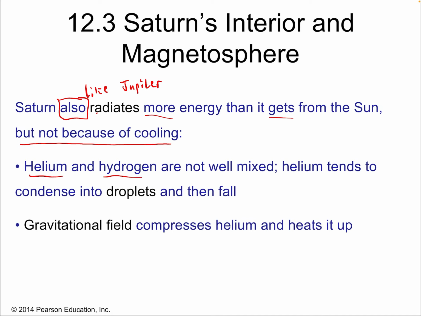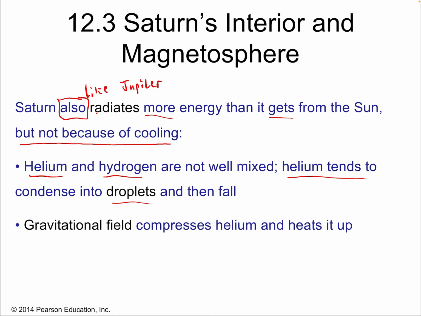Helium and hydrogen are not well mixed in Saturn, and that's probably due to the fact that it's less massive, so gravity hasn't had that chance to mix them as much. That means that the helium tends to, since it's able to be in clusters of pure helium, condense into droplets. There's a greater likelihood of condensation of helium. And when that happens, when the helium condenses together, this is very cool helium.